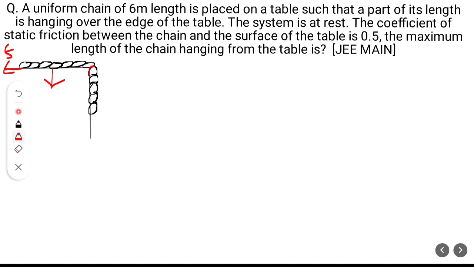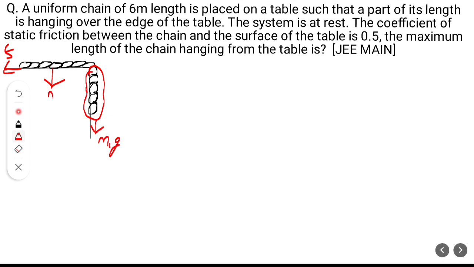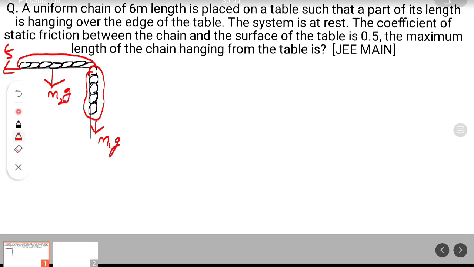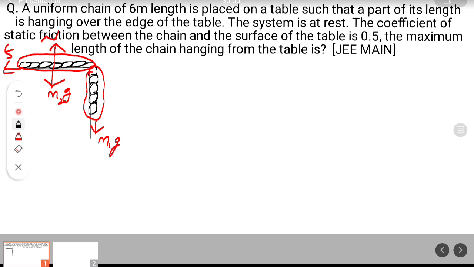If I write this portion as m1, then m1g will be in this direction, and here, this portion is m2g. I have divided the chain into two parts. So m2g here is balanced by the normal. The normal depends upon the weight, and the weight depends upon how much of the chain is hanging and how much is placed on the table.